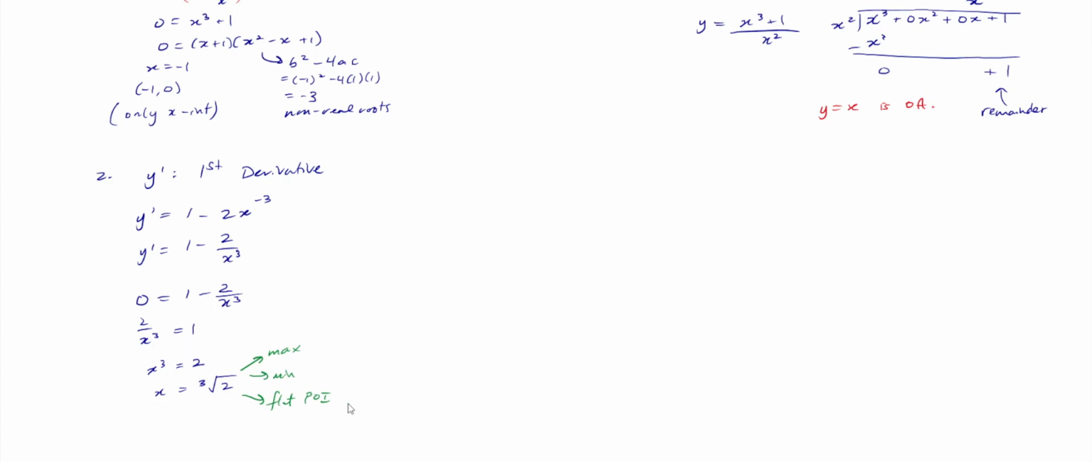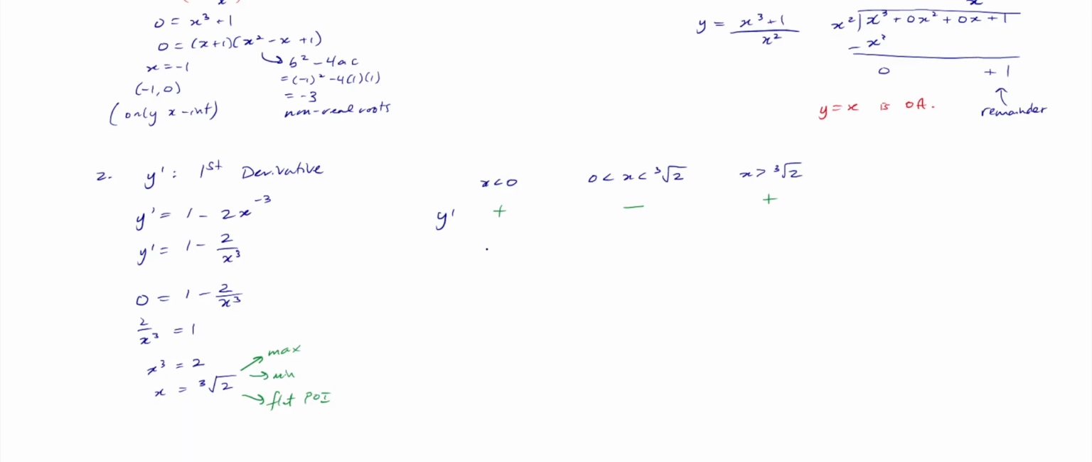All right, so what I'll do right here is create a table. For x less than 0, so even for the values where it's undefined, I'm still going to include that in my sign table for the first derivative, between 0 and the cube root of 2, and then for x greater than the cube root of 2. I'm going to look at my first derivative and see its values. When x is less than 0, my first derivative is positive. When x is between 0 and the cube root of 2, my first derivative is negative. And when x is greater than the cube root of 2, my first derivative is positive.